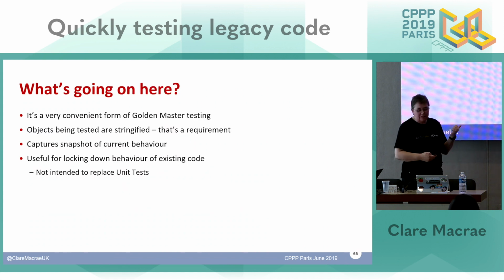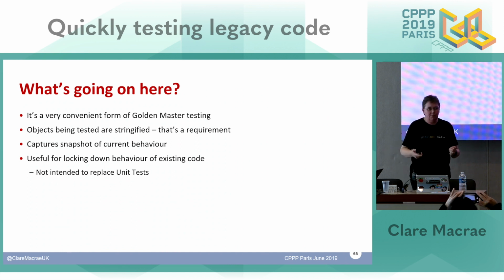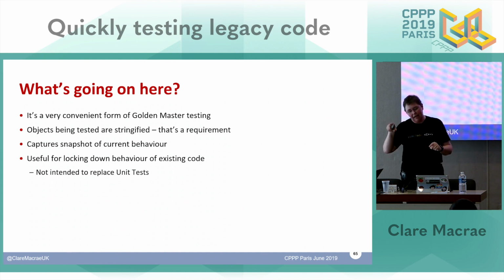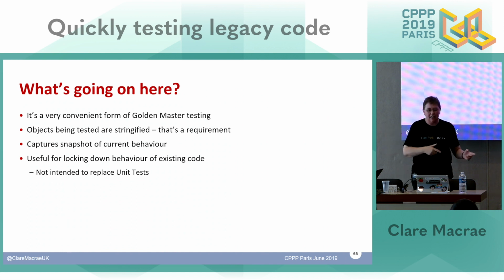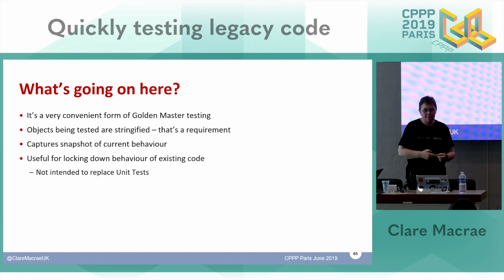So at its core, it's basically a really, really convenient form of Golden Master. It allows you to see the differences really easily. It does depend on the objects that you're testing being stringified. And when I first spoke about this, I talked about the output insertion stream operator being a fundamental requirement. But actually, that's not true. It provides multiple different ways to create string representations, ideally of the subset of information that you're interested in from the thing that you're testing.